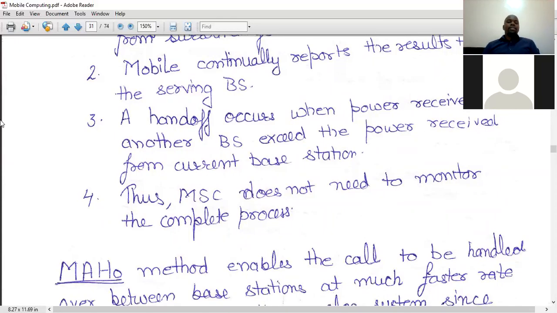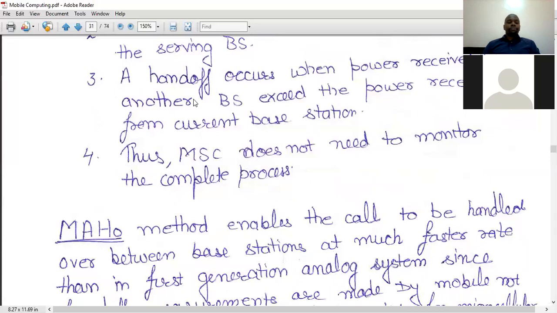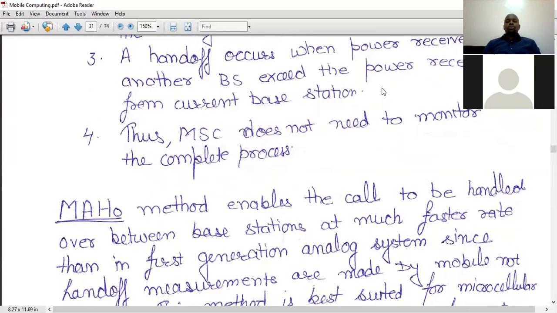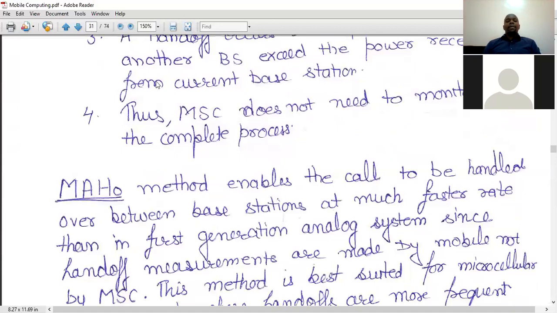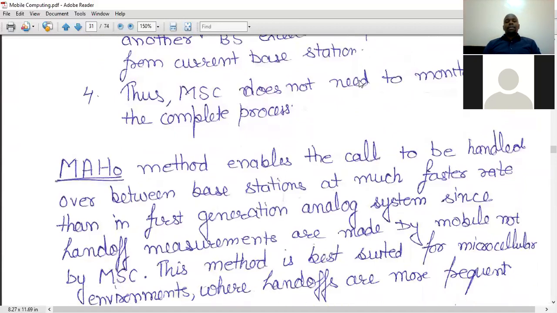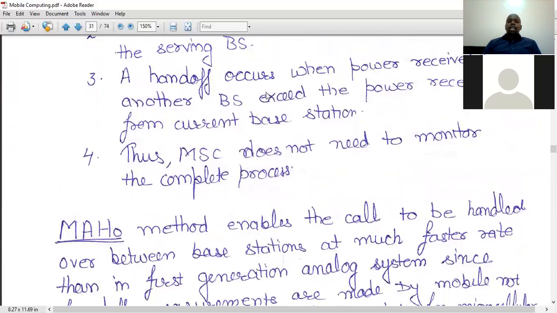Now, why is that important? Because of number 3. A handoff occurs when power received from another base station exceeds the power received from the current base station. Now, what happens is that every time a mobile phone or a device keeps giving a log, a log is like a track of activities, a record of activities.